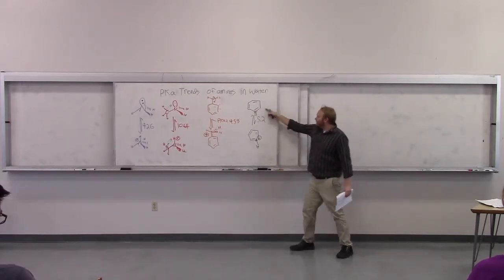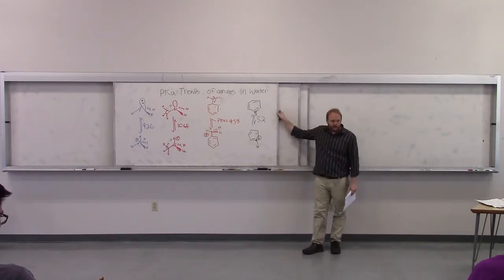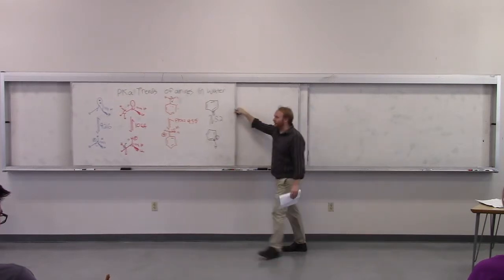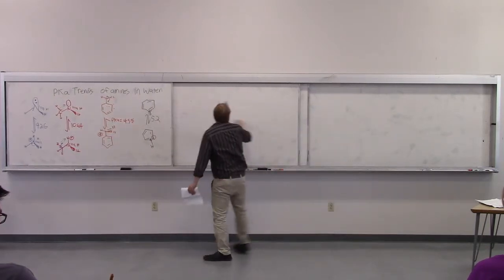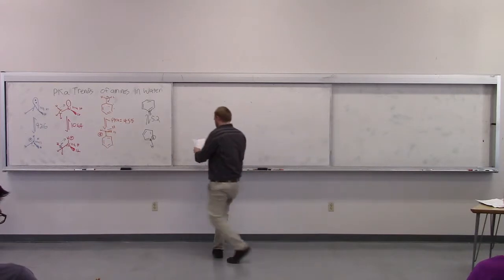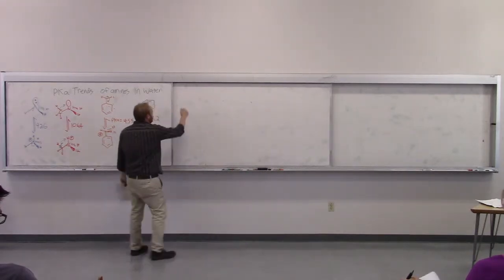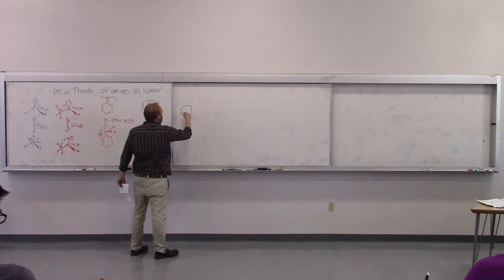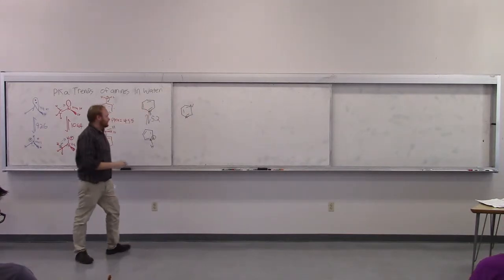So pyridine has a pKa of 5.2. And again, this is the whole sp2 protonated form. It's sp2, so it's going to be less stable than sp3. What happens if we put another nitrogen in the system?